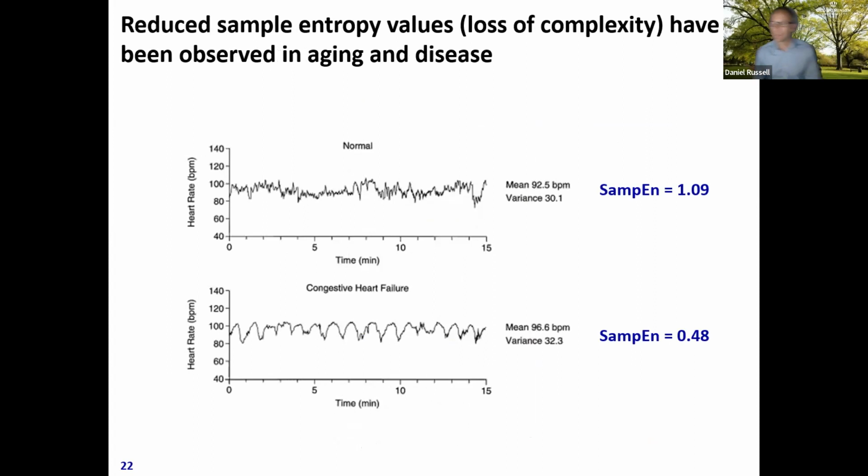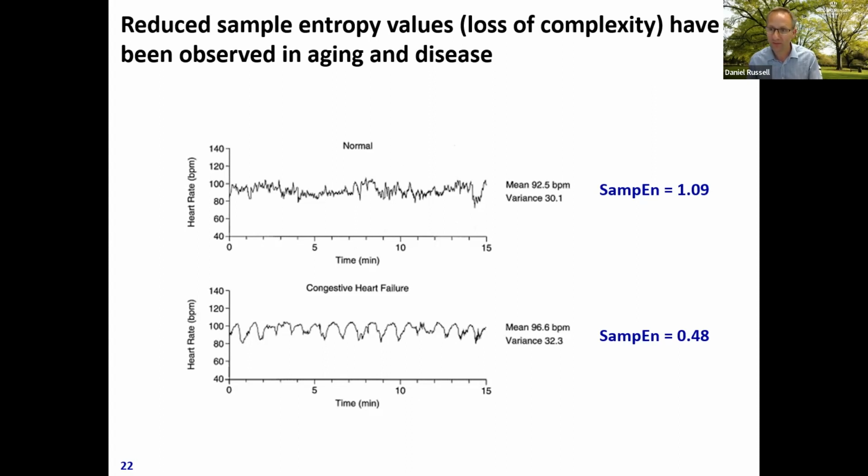Here is an example from the data I showed you before of heart rate data from a healthy individual and an individual with congestive heart failure. When we looked at these time series, we thought they just didn't look right. They look different. Mean and variance are not different, but we can see sample entropy readily distinguishes these two. The congestive heart failure is a lot more predictable, regular signal.